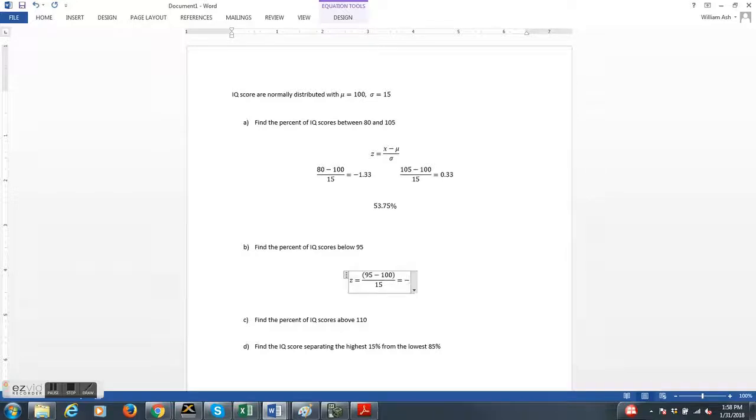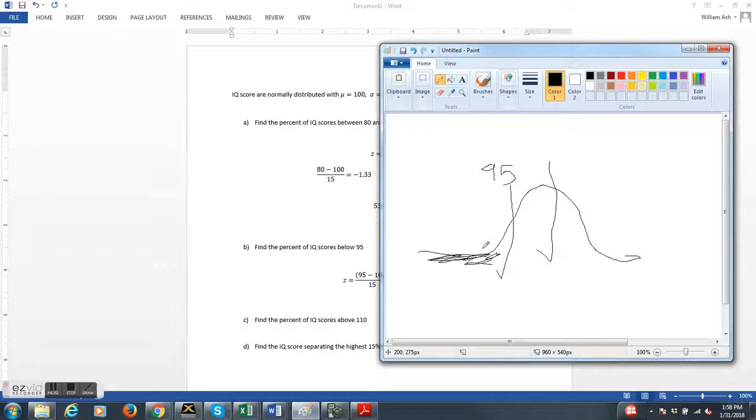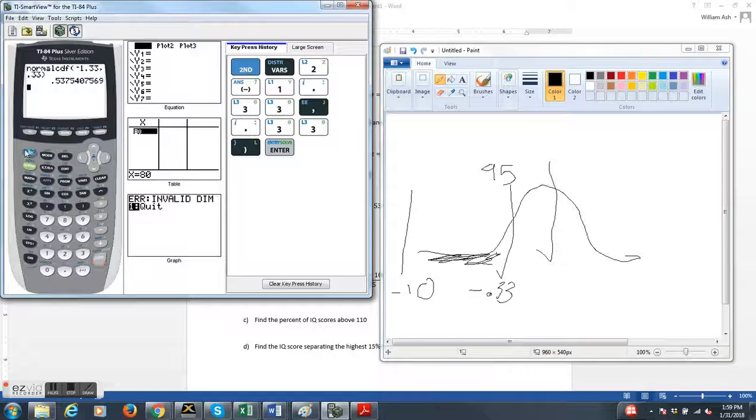So when you're going less than this negative 0.33, our calculator only does left to right. So I have to pick a value out here, something like negative 10. Distribution, normal CDF, I go negative 10 to negative 0.33. And there's your answer, 37%.